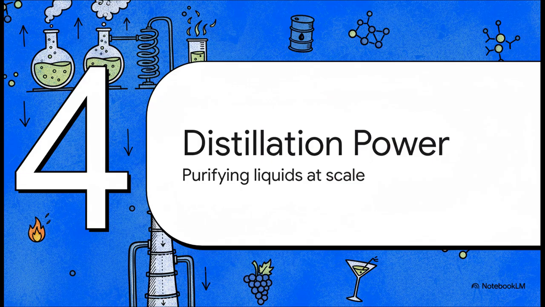All right, so we have this core principle. Now let's see how it gets put to work on an industrial scale with a process called distillation. This is how we take that simple idea of volatility and use it to purify massive, massive amounts of liquids.